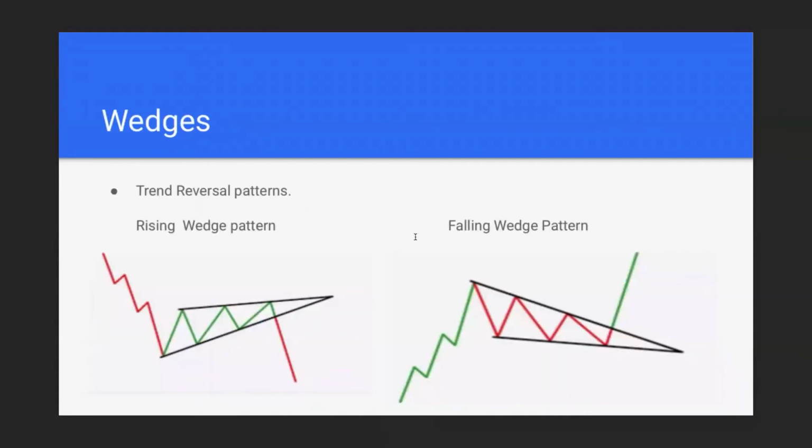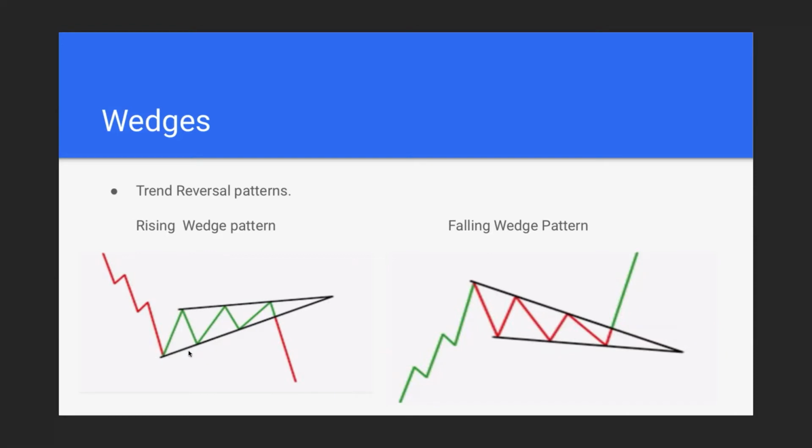Okay, the next one is trend reversal patterns. These are called the wedge patterns. A wedge pattern is a trend reversal pattern. That means whatever trend you had will be reversed, okay? For example, if you see here, it fell down and then it was going bullish.